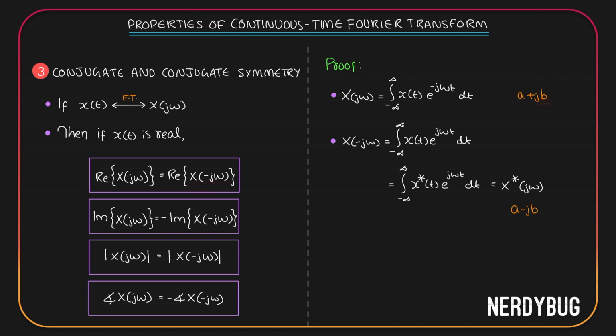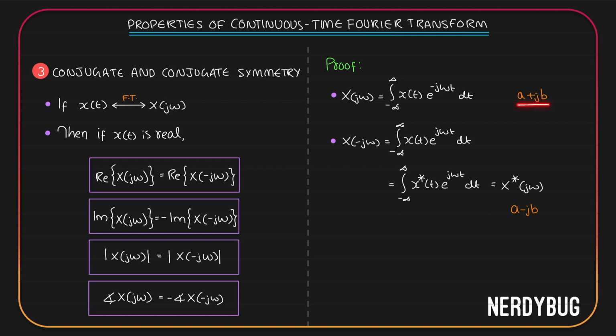Imaginary part is b here, it is minus b here. That is what we have written. Imaginary part of X of j omega is negative of imaginary part of X of minus j omega. Magnitude of a plus jb will be root of a square plus b square. Magnitude of a minus jb will also be root of a square plus b square. That's what we have written here. Magnitude of X of j omega is equal to magnitude of X of minus j omega.